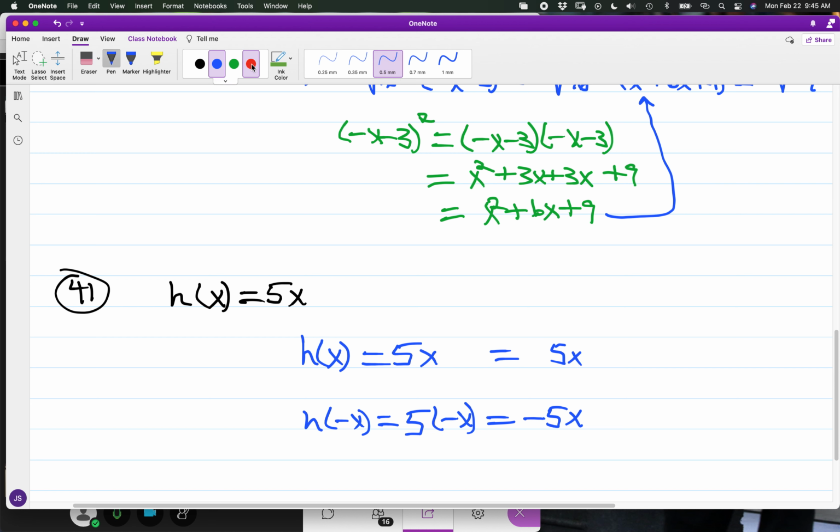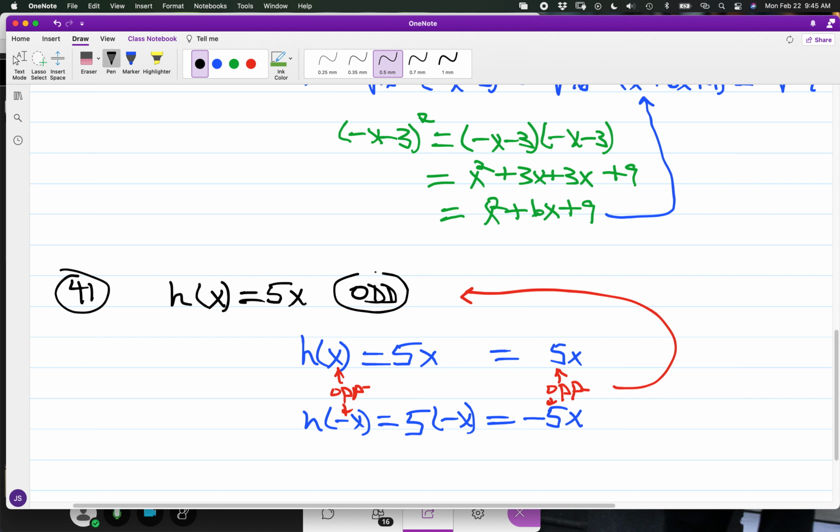Now I'm just repeating what we have for h of x. We have opposite sign inputs, and for the outputs, we have only single terms, and those are also opposite each other. So if opposite sign inputs lead to opposite sign outputs, it follows that h of x equal to 5x is going to turn out to be an odd function.